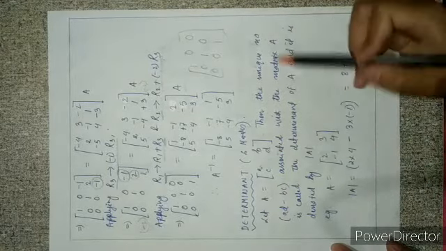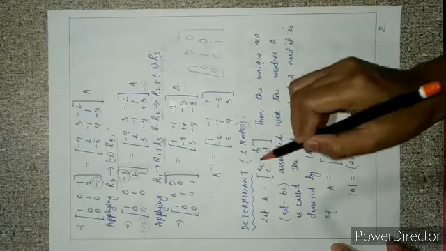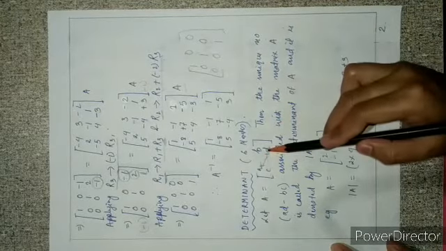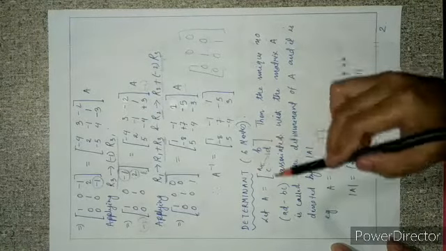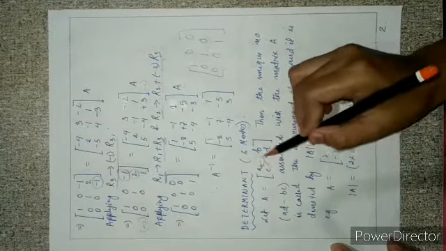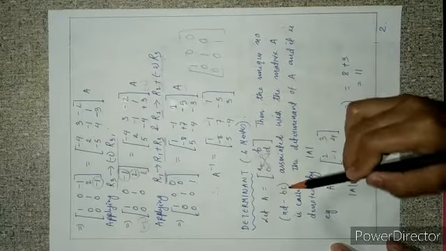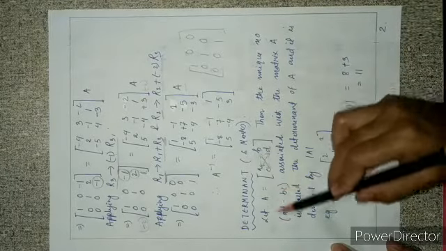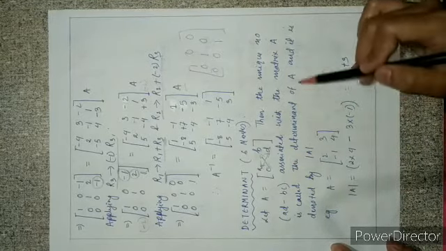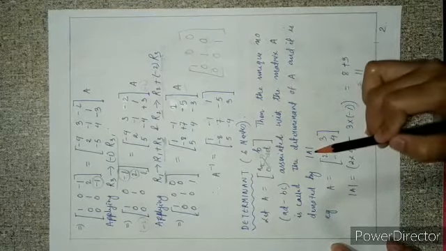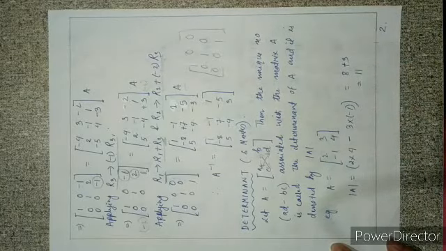Then the unique number, which is given by the product of diagonal elements. Diagonal elements are A and D, minus the product of the remaining two elements. This real number associated with the matrix A is called the determinant of A, and it is denoted by A enclosed within modulus symbol.